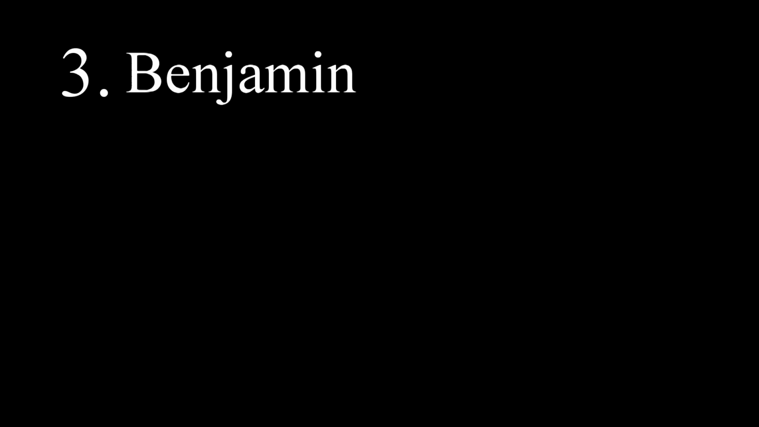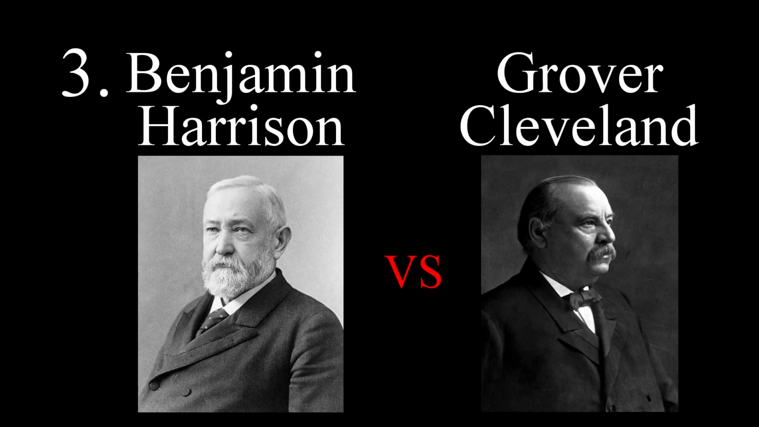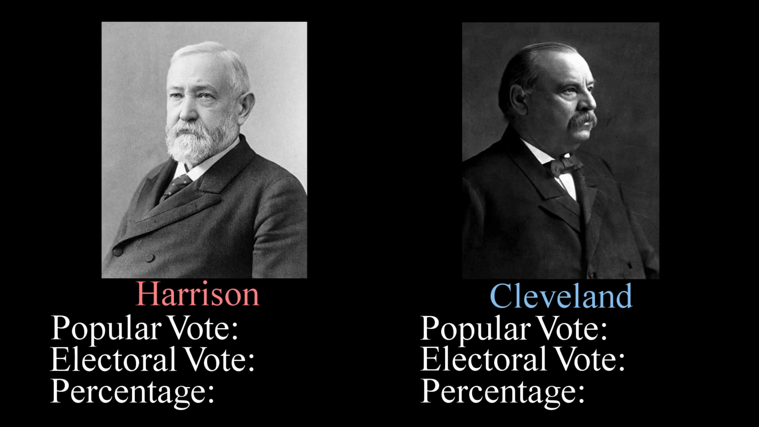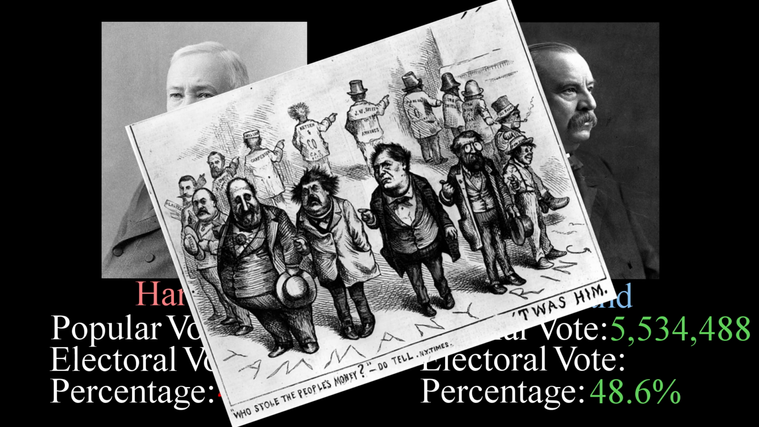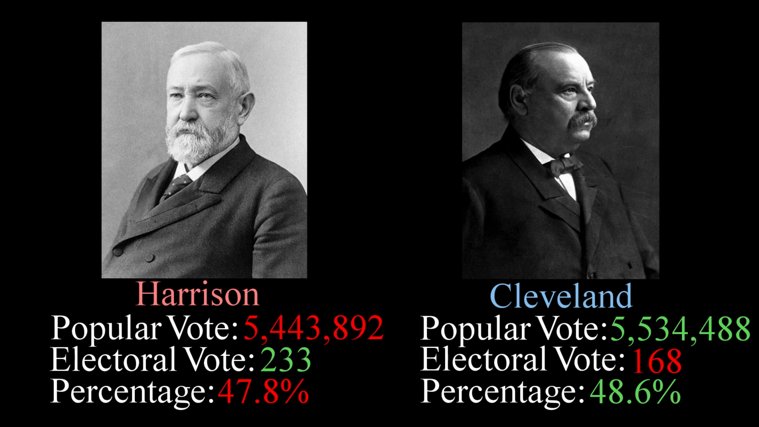Number 3. Benjamin Harrison against Grover Cleveland in 1888. Incumbent President Grover Cleveland was seeking re-election and won the popular vote by a margin of 0.8% against Harrison. The main force that kept Cleveland from being re-elected was the power of Tammany Hall, which caused New York to swing to Harrison, leaving Harrison 233 electoral votes against Cleveland's 168 electoral votes.